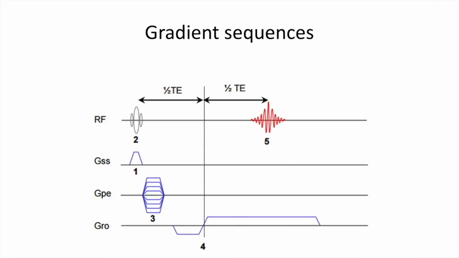The next important sequence is the gradient echo sequence. It is different from spin echo sequence in that it does not use a 180-degree refocusing pulse. Instead, after the initial RF pulse, a strong gradient is applied, first positive direction followed by negative direction, with the negative gradient for twice the duration. This results in the formation of an echo signal.